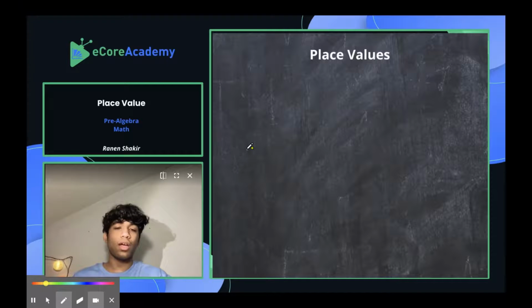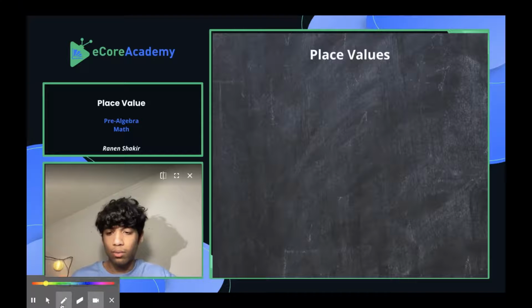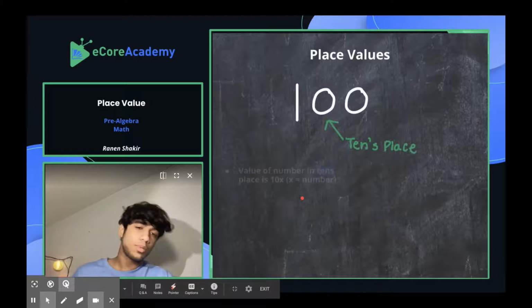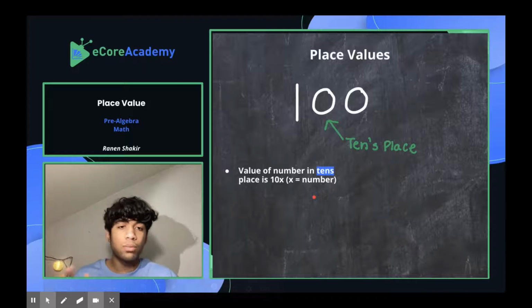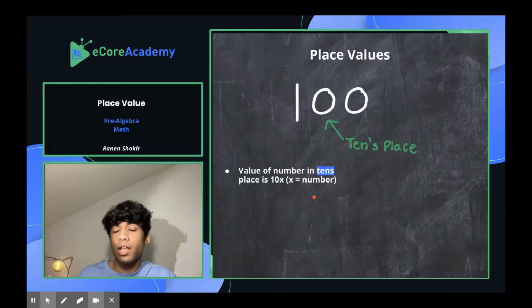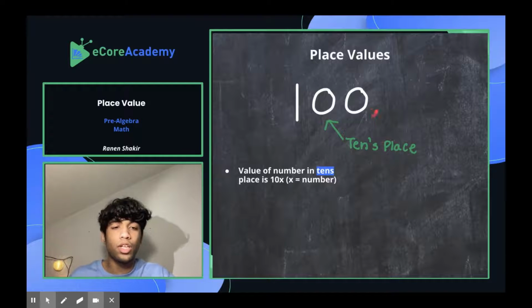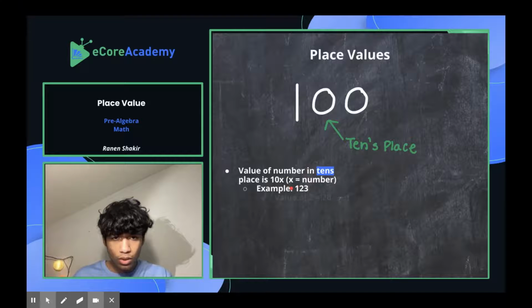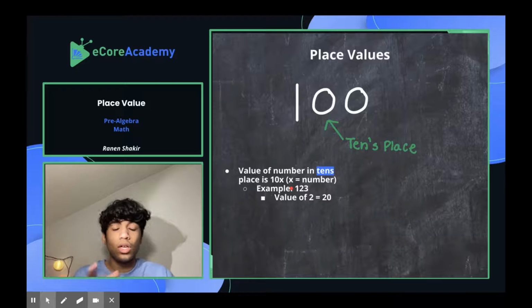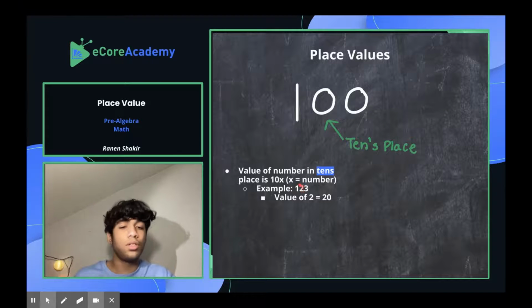So now we look at the tens place. The value of the number in the tens place is 10x, where x is the number. The tens place is 2 places from the left of the decimal point. If my pointer right here is the decimal point, 2 places over, tens place. So if we look at the same example of 123, we see that the value of the 2 in 123 is 20, because if we put the 2 in our formula, which is 10x, 2 times 10 is 20. So the value is 20.